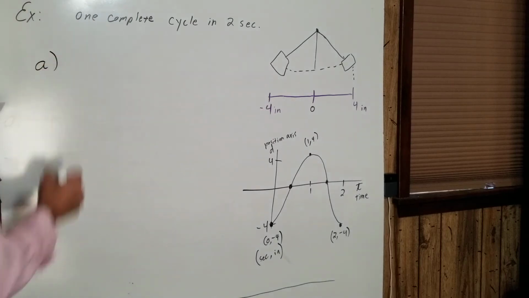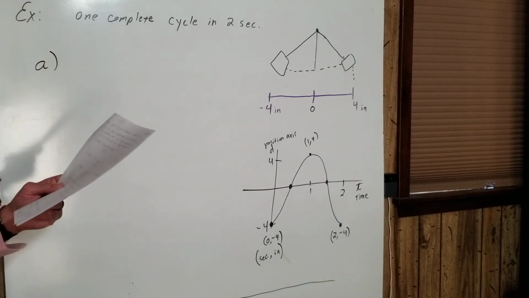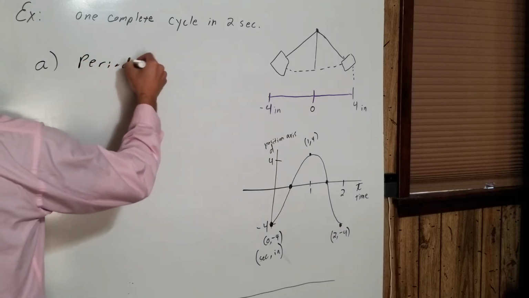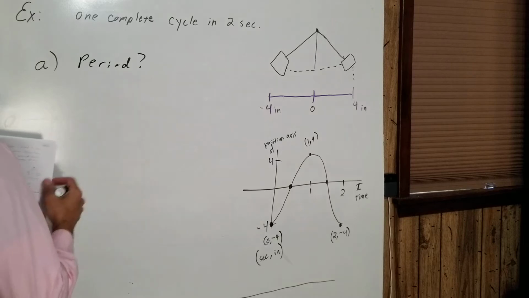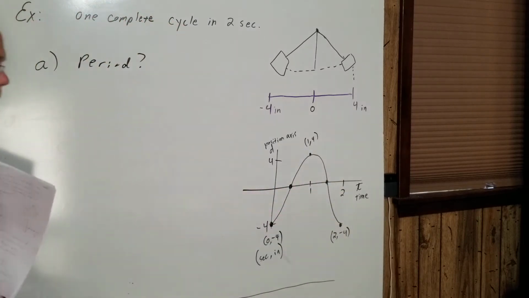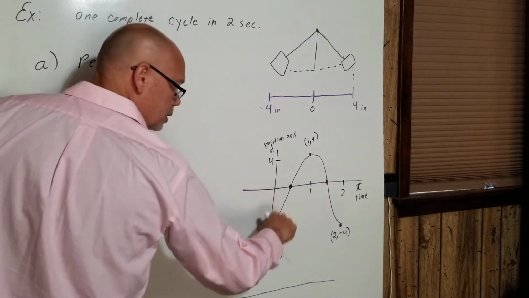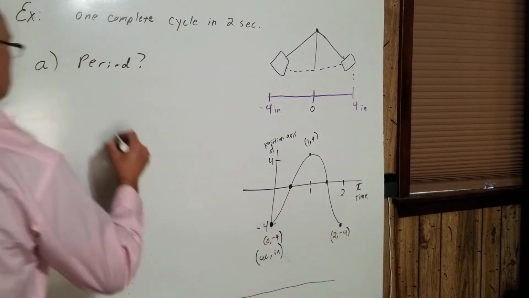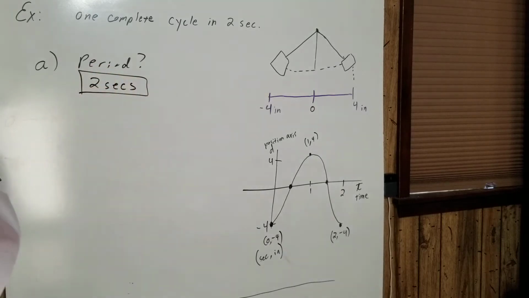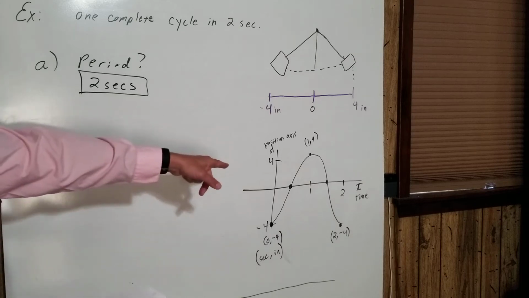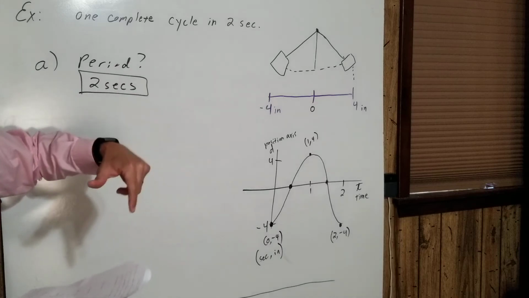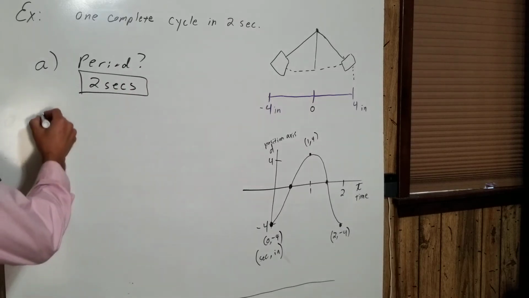So let's look at each part here. They want us to determine the period of motion. What is the period? How long does it take to do one complete cycle for the cosine function? This says it takes from 0 to 2 seconds. So the period is 2 seconds. Actually, you didn't even need a graph for that. You could have looked at the wording in the problem. It does one complete cycle in 2 seconds, hence the period is 2 seconds.